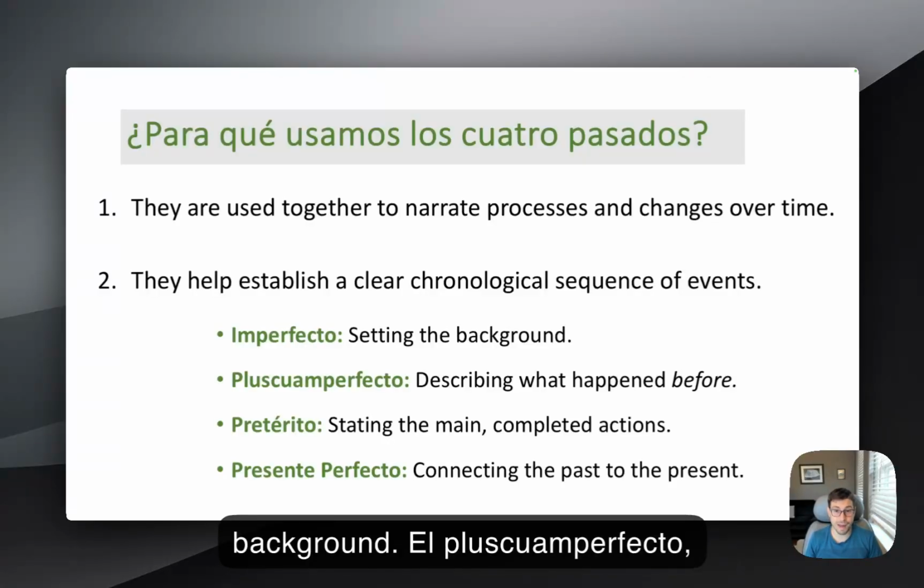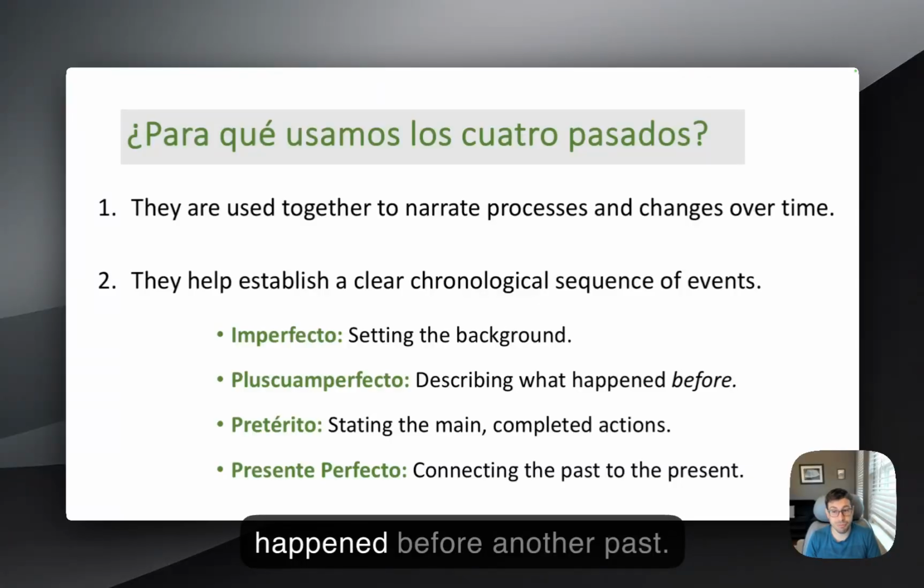El pluscuamperfecto, or past perfect, to describe what happened before another past. The preterite, to state the main completed action, something that is specific in the past and finished, and then the present perfect, el presente perfecto, connecting the past to the present.